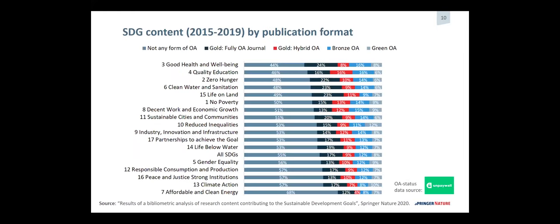We're looking at SDG content by publication format, so OA versus non-OA, and a fairly similar picture emerges for nearly all goals. For most goals, around 50% of the classified content is open access and another 50% non-OA. On the OA side, around 70% of items are gold, another 10% hybrid, a further 20% bronze and 8% green. Perhaps affordable and clean energy sticks out, with nearly 70% of content being non-OA and only 16% gold and hybrid together.